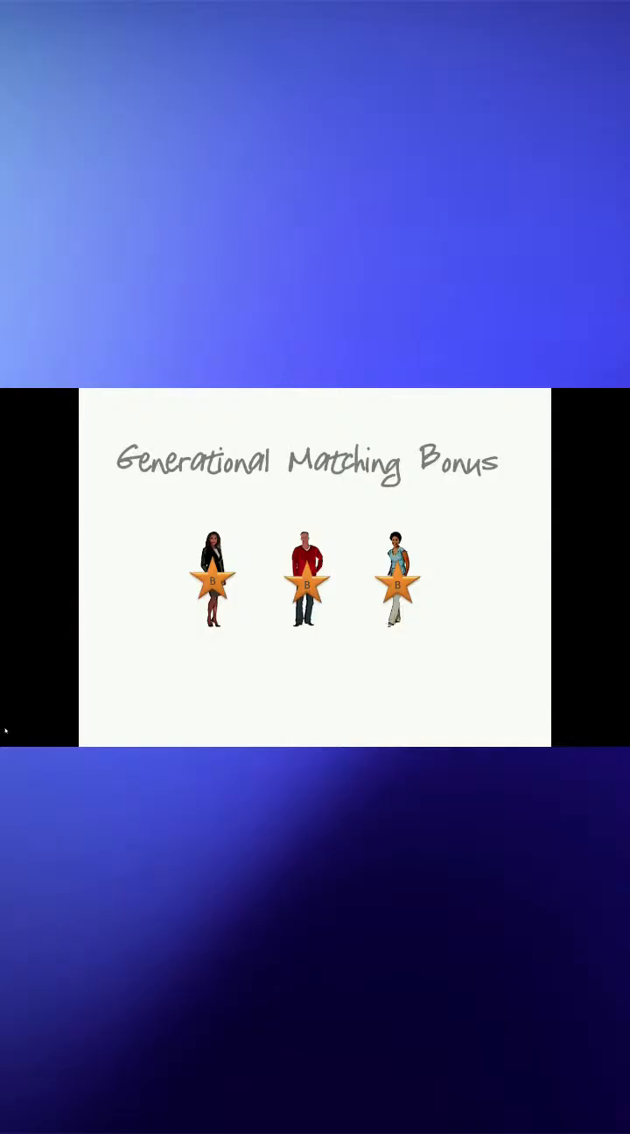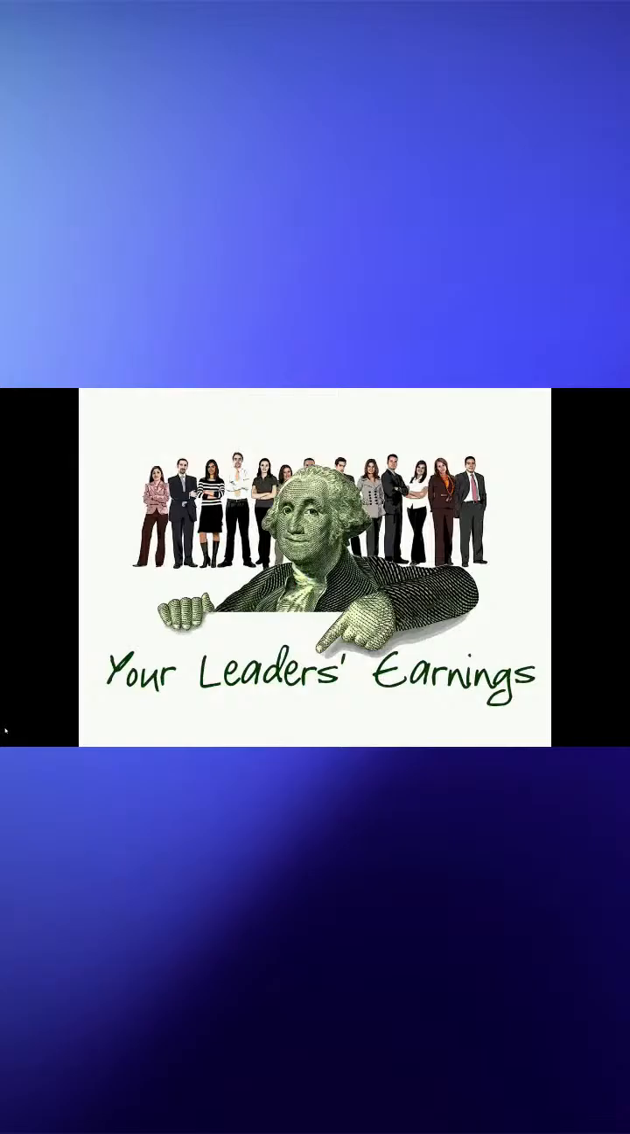All right, let's move on to the generational matching bonus. Now, in the previous bonus, you were paid on product consumption, on the total sales in your group. In this bonus, you're paid on your leader's earnings. So you're paid on the success of your people. They earn 100% of what they earn, but based on what they earn, you get an additional match. And here's how that works.